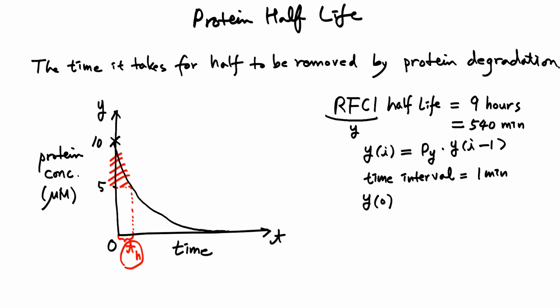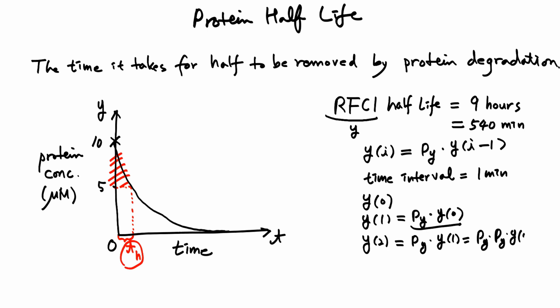Let's start from Y of 0. And how about Y of 1? This is Py, which we don't know, times Y of 0. How about Y of 2? This is Py times Y of 1, which is this value, right? So this becomes Py times Py times Y of 0, which is equal to Py squared Y of 0. And if you keep doing this, you will find this pattern. Y of n is Py to the power of n times Y of 0.